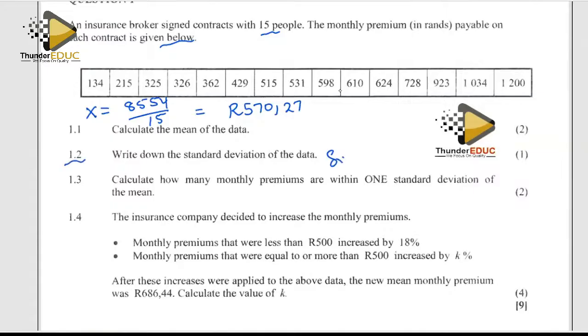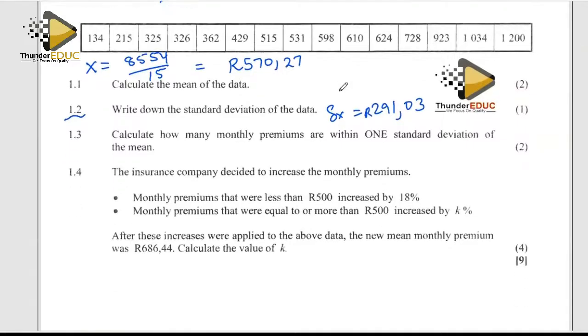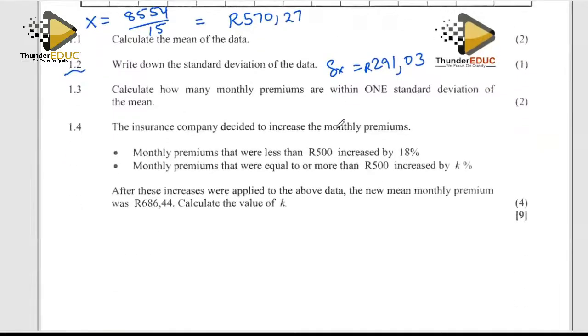So the standard deviation that I'm having is 291, not 29. Okay, so it's 291.03. That is still in rands, but the units are not really relevant in this case. Whether you put them or not, you'll still get your marks.